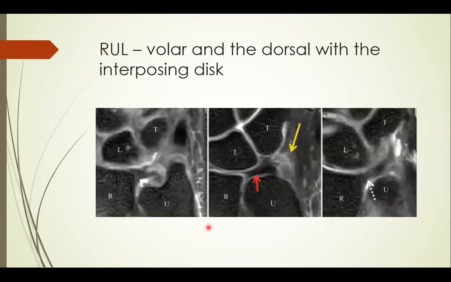Here again, you can see a sequence of MRIs. It's starting off with the dorsal radioulnar ligament, you can see here. And coming slightly more forward, you can see the disc with the ulnar styloid and the meniscal homologue. And even more forward, you can see the volar radioulnar ligament.